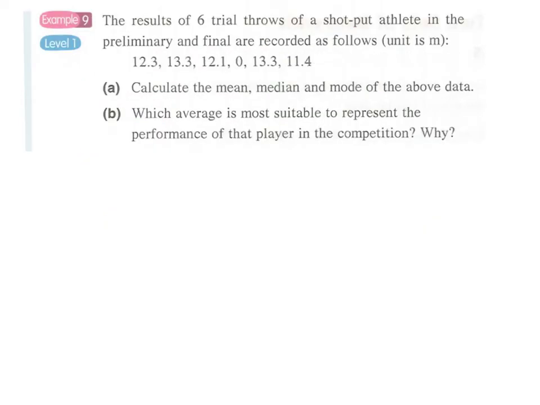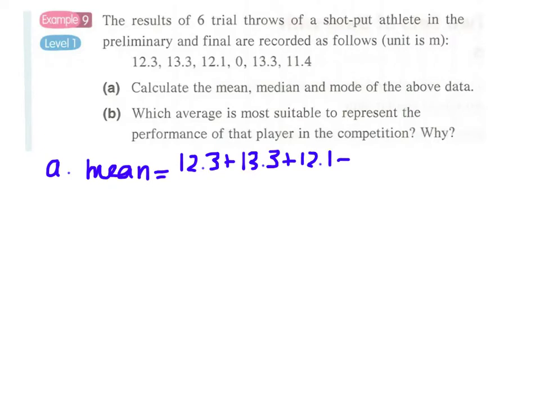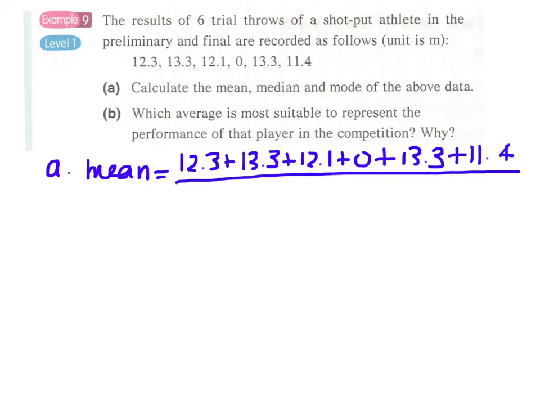Okay, example 9. The results of 6 trial throws of a shot put athlete in the preliminary and final are recorded as follows. These are the results in meters. Calculate the mean, median, and the mode of the above data. So for part A, mean: add up all these numbers, including the 0. Most probably, 0 represents that the trial is a failure. We divide this by 6, and by using our calculator, the answer is 10.4 meters.